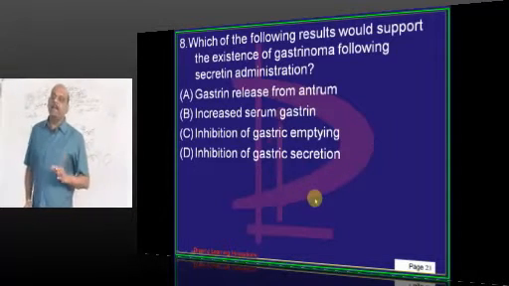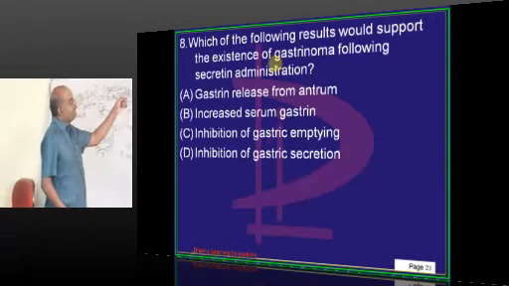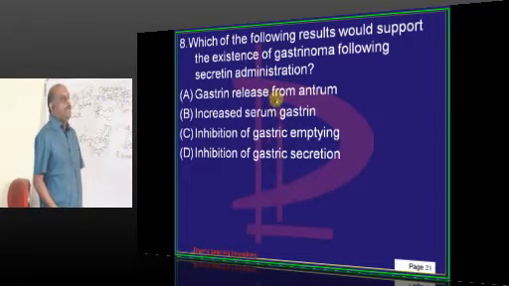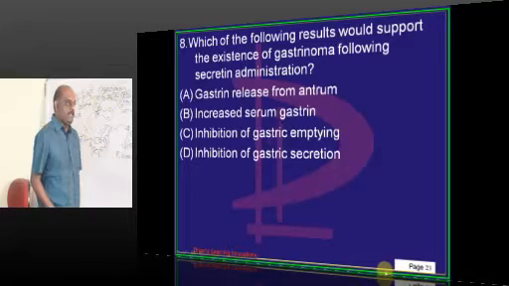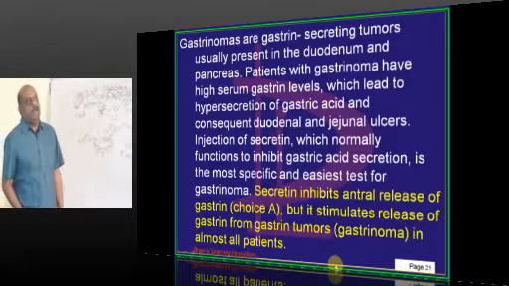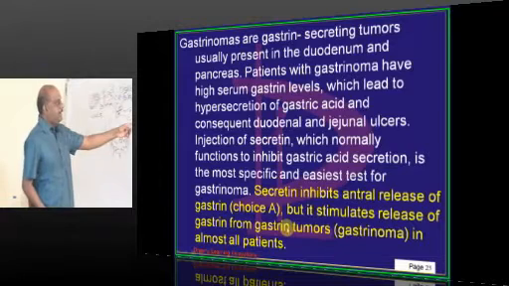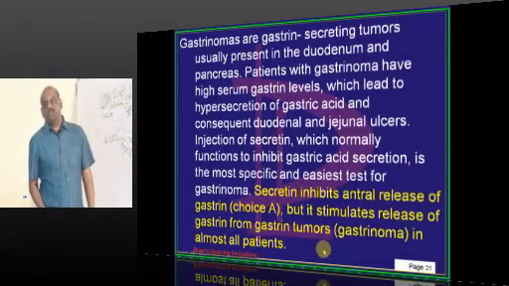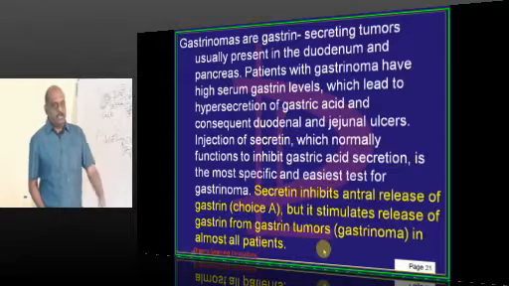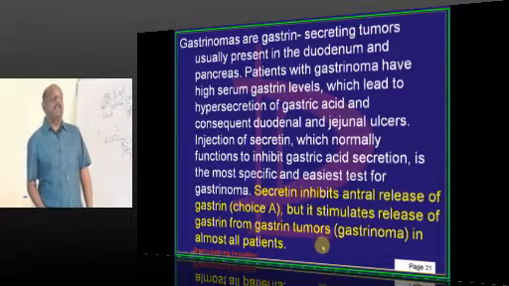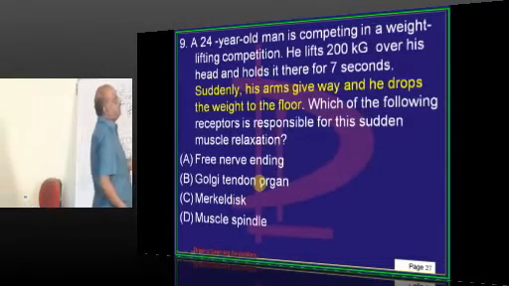Normally, if you give secretin in any individual, what happens to the gastrin? Gastrin is basically suppressed. But if it is a gastrinoma, secretin is not able to inhibit the gastrin, and administration of secretin stimulates the gastrin production by the gastrinoma. Inability to suppress the gastrin production in spite of giving secretin is an indication that there is a gastrinoma, is what you need to remember.